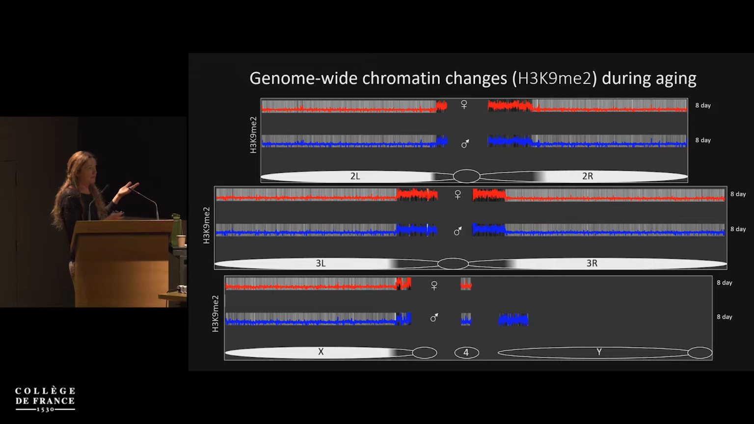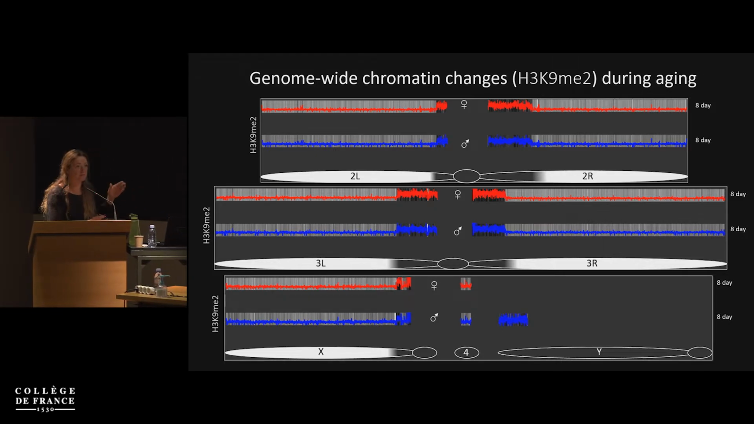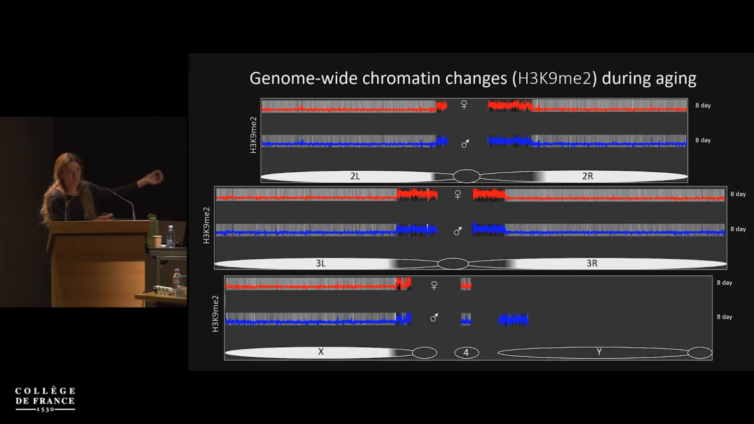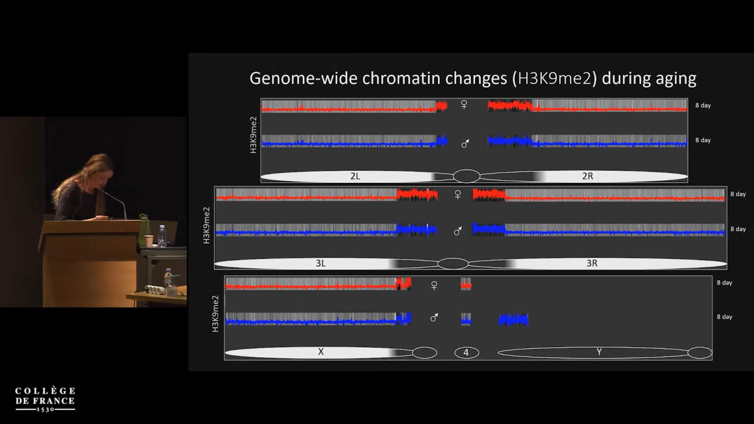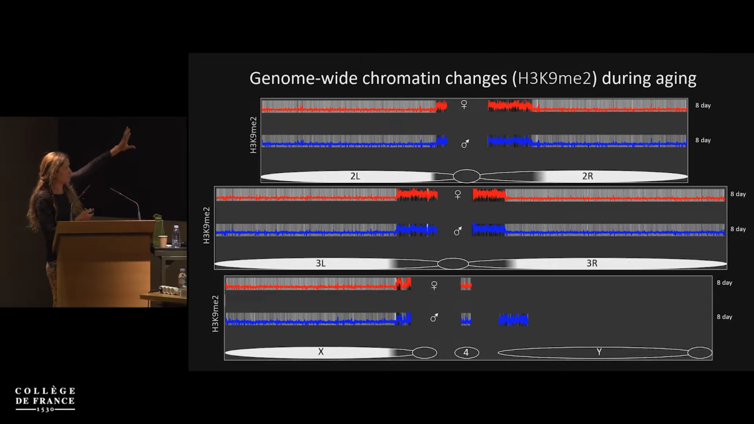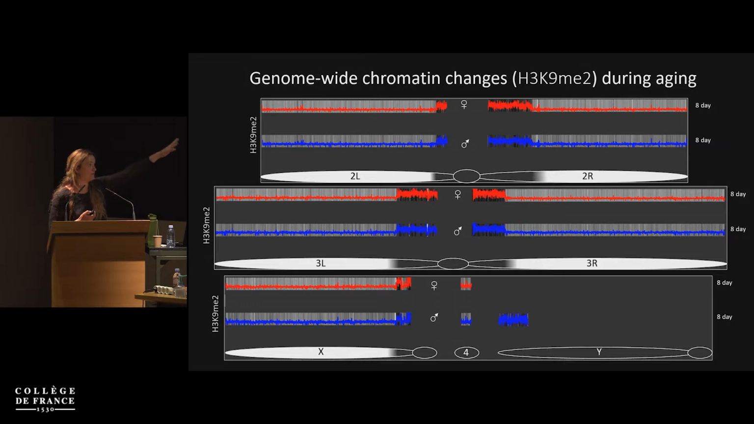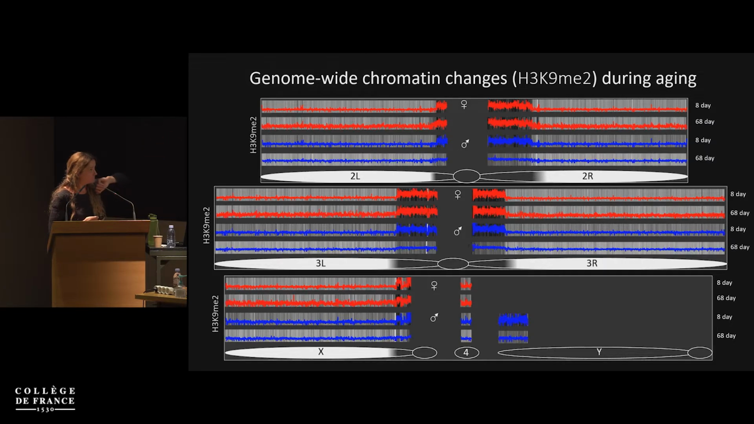We see a lot of heterochromatin at the Y chromosome. Just to mention, the Y chromosome in melanogaster is not fully assembled, so there's much more that we can't map because it hasn't been assembled. And what's important here is that we see heterochromatin at the pericentromeres, and the amount is very similar for the young flies, and it's very similar between males and females.